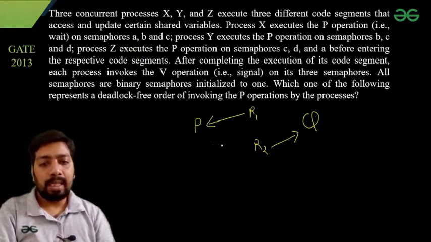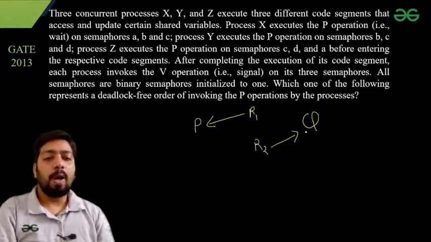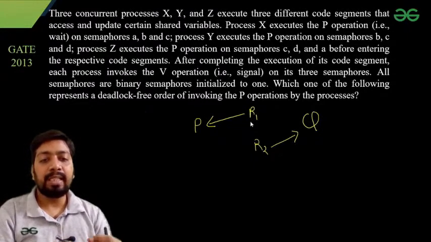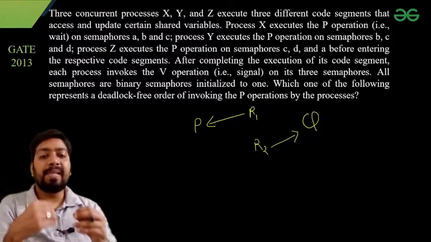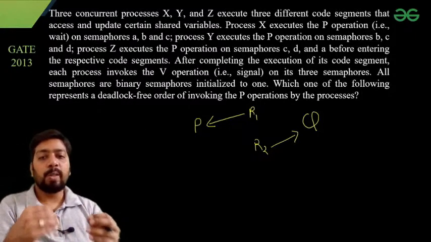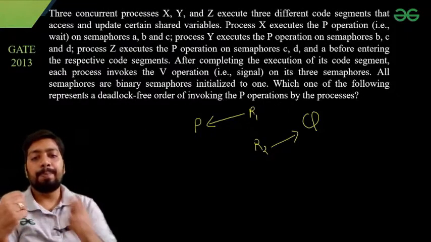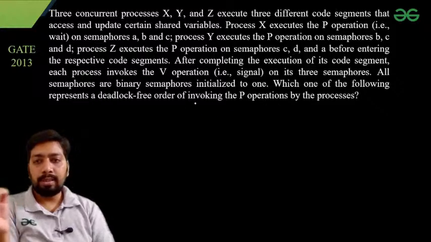Now, to complete its operation, P also needs R2, but R2 is occupied by Q. And to complete its operation, Q also needs resource R1, but it is occupied by P, and both are not leaving their resources. Fine. So that is the deadlock, because they cannot complete their task. Both have occupied something which is required by someone else to complete their task. So this is the deadlock. I hope you understood. If you understood what deadlock is, then only you can solve this question.